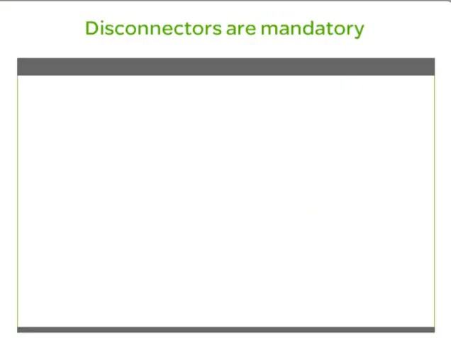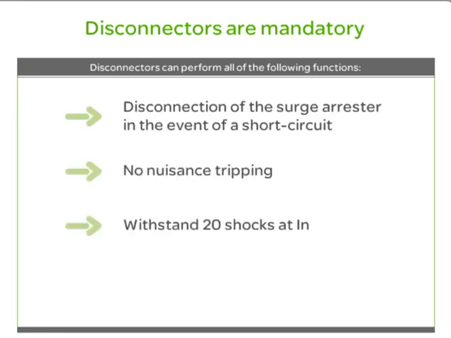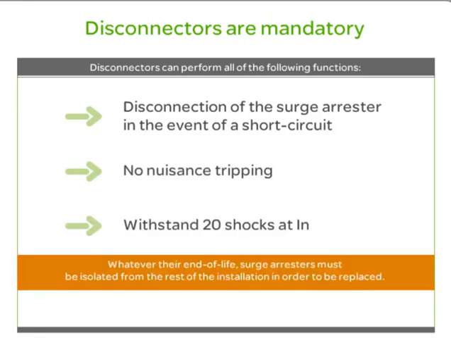This circuit breaker, also called a disconnector, can perform all of the functions required for the installation of a surge arrestor, namely, disconnection of the surge arrestor in the event of a short circuit, no nuisance tripping, withstand 20 shocks at In. Whatever their end of life, by aging or by short-circuiting, surge arresters must be isolated from the rest of the installation in order to be replaced.